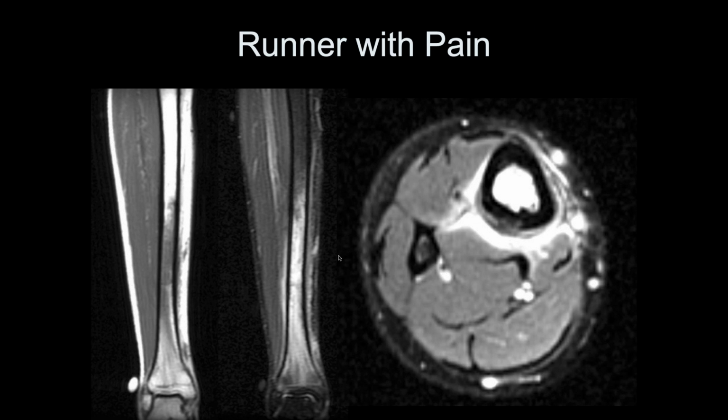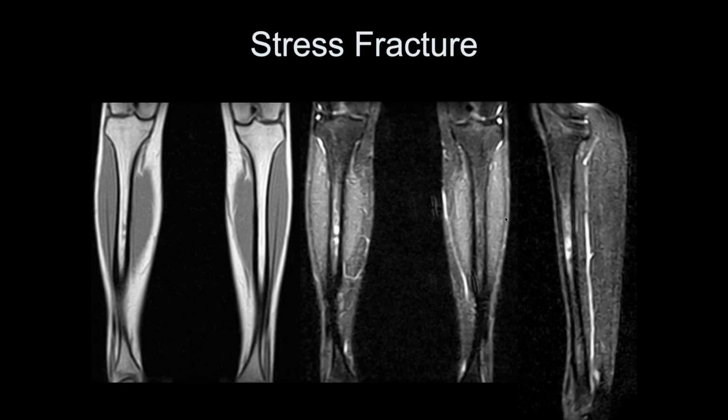Okay, this is a runner with pain. They put a marker kind of along the lateral right ankle. There we go. Okay, so we have decreased T1 signal and increased T2 signal throughout that mid to distal diaphysis with surrounding edema. I think this is just severe stress reaction.